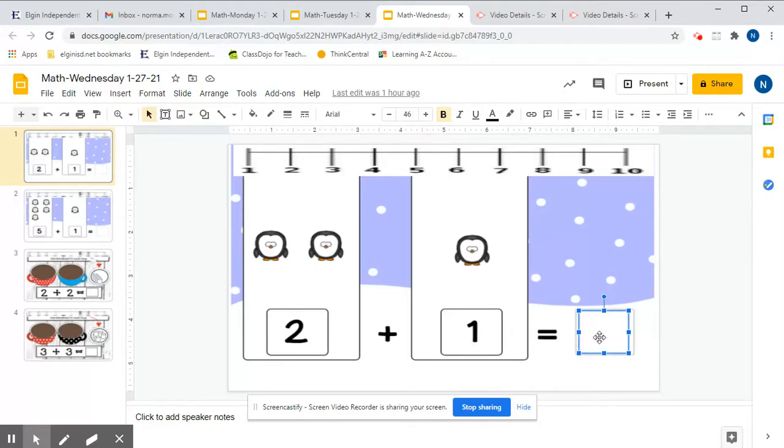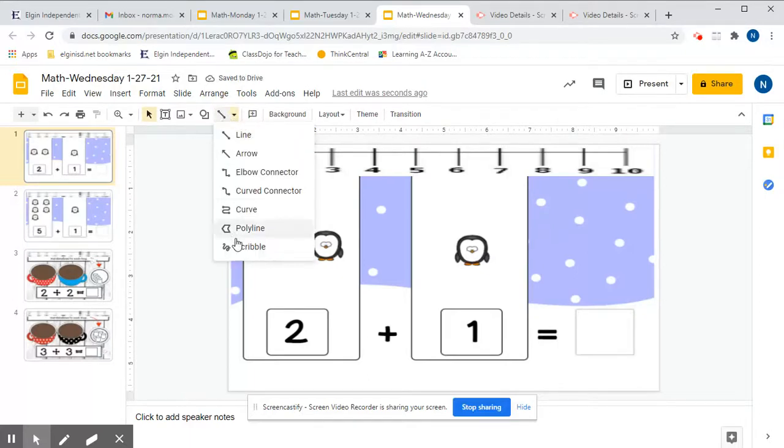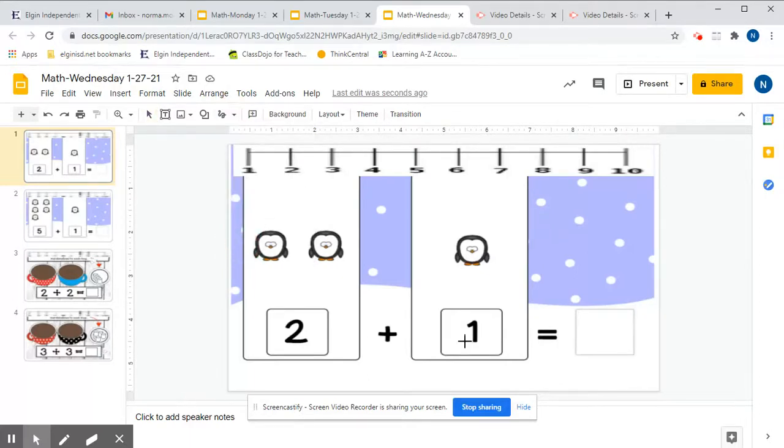Remember, if you're not sure how to write number 3 or you can't remember, you have the number line. 1, 2, 3. That's number 3. Remember, you can either type number 3, or if you're having a hard time with your tablet, you go to the line, select the line, and then you go to scribble. And then you can scribble it.